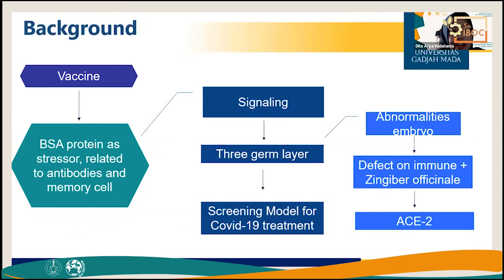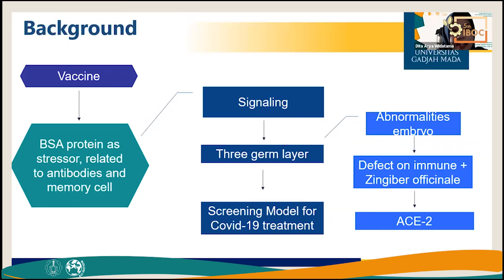So, vaccines are antigens that stimulate the body's immune system. The immune system consists of innate and adaptive immunity. Adaptive immunity can be induced and form memory cells. Vaccine induction uses several types of antigen, which are proteins. BSA or bovine serum albumin is a protein that can function as a tracer related to antibody and memory cells.